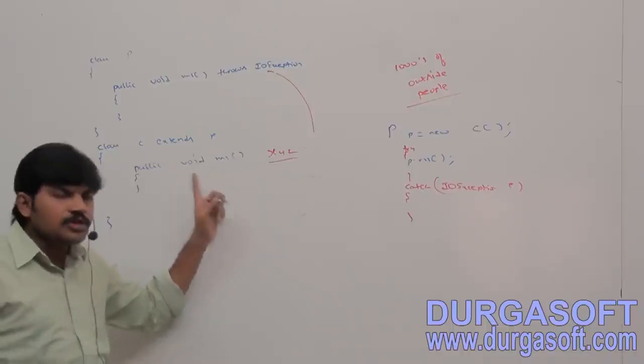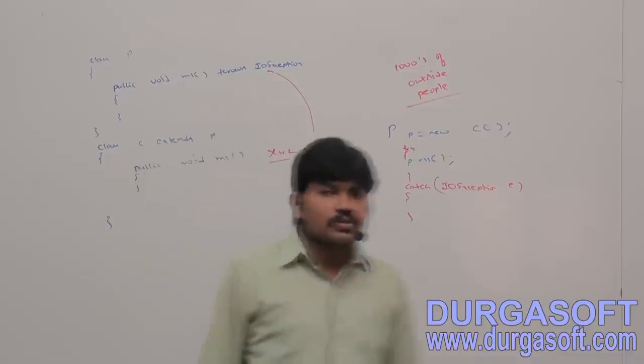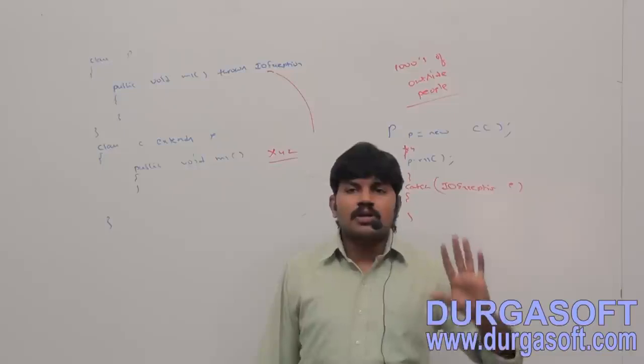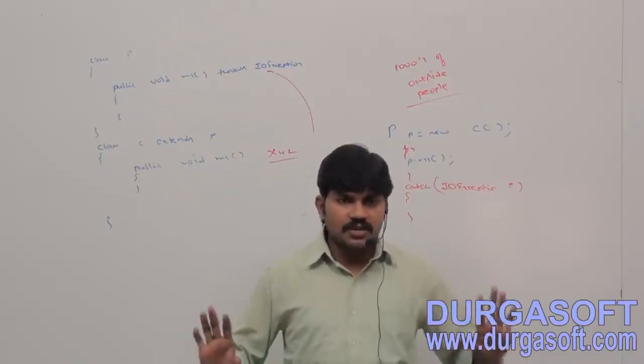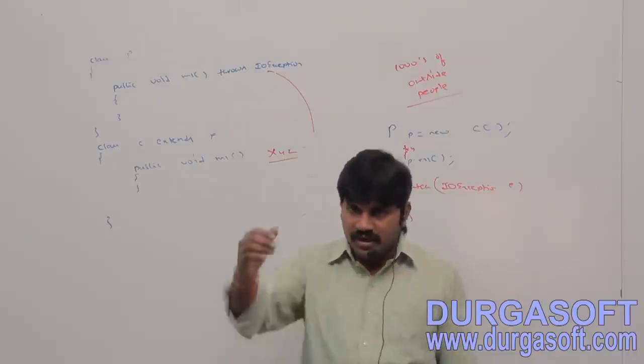Next, if a child class method throws any checked exception, compulsorily the parent class method should throw the same checked exception or its parent, right? But there are no restrictions for unchecked exceptions. Are you able to understand that? These are the various rules you should be aware of.